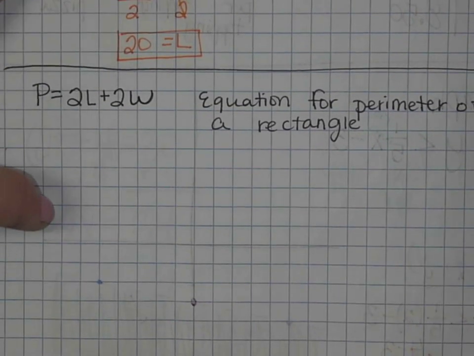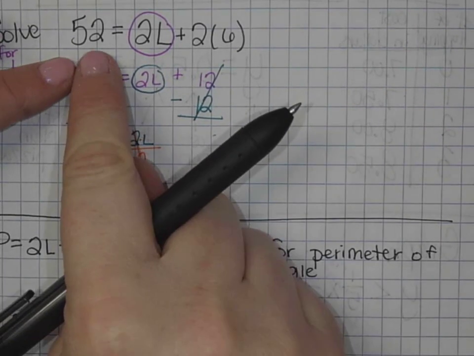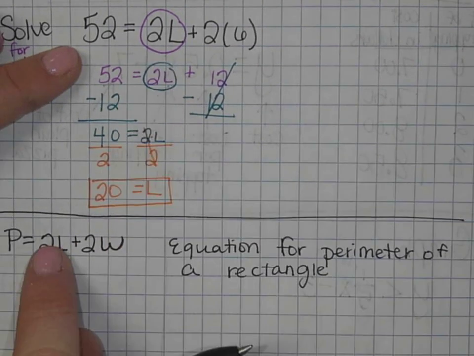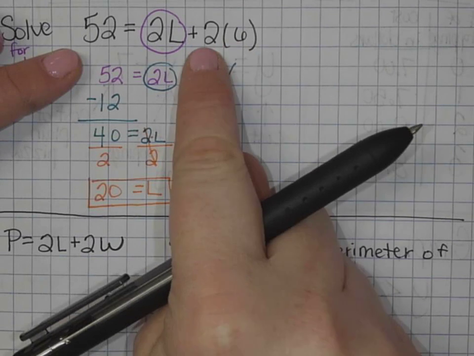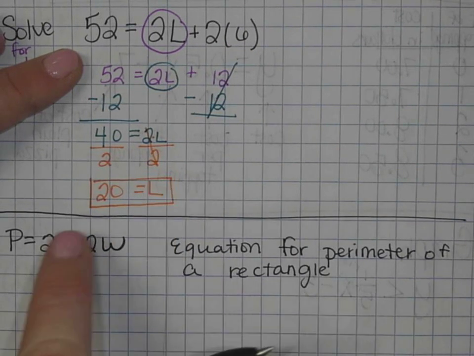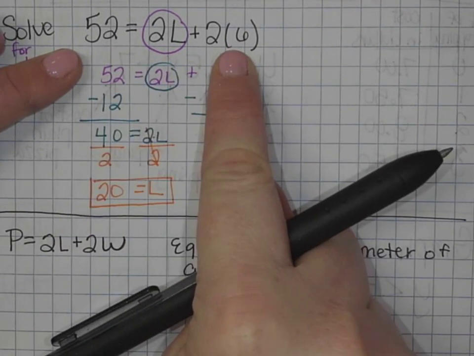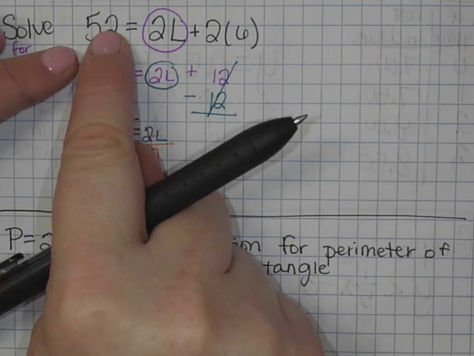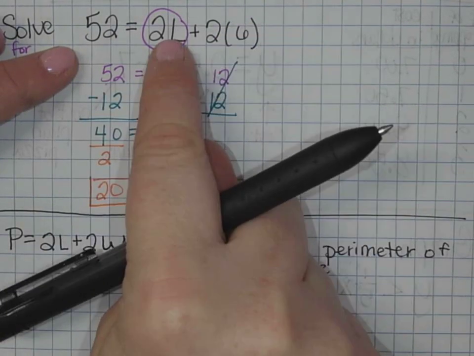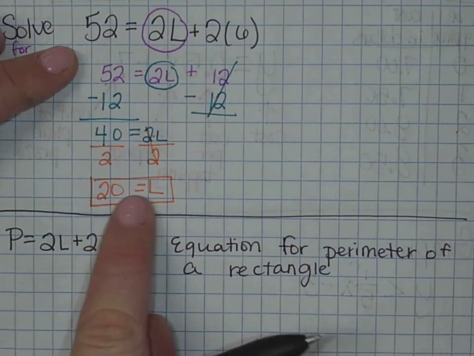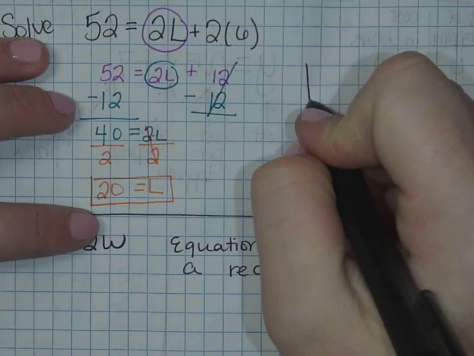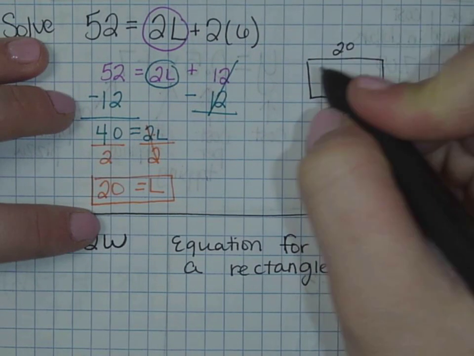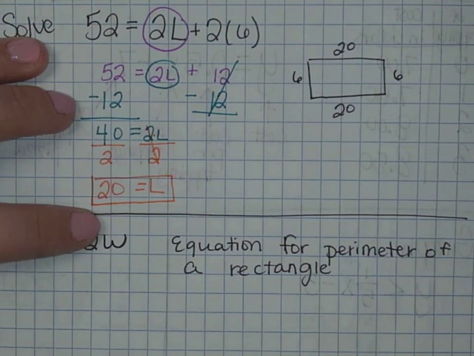Now, if you look at this equation that we just solved, notice it's the same thing. 52 would have been the perimeter. It's 2L and then 2W, so 2 times 6. So you can see from this equation that we just solved, the 6 would have been the W. Notice we knew the perimeter, we knew the width, so we were solving to find the length. So this rectangle would have had a length of 20 and a width of 6.